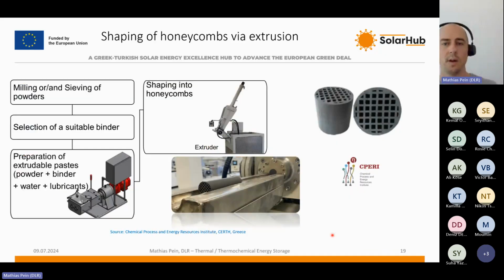On the other hand, I also mentioned honeycombs, and these are typically produced via extrusion, where you can take the same raw material, so the same powder, combine it with a binder and some lubricants to produce a paste that can be extruded into such honeycombs and dried and sintered. And these ones have been produced by our partners at CERTH.